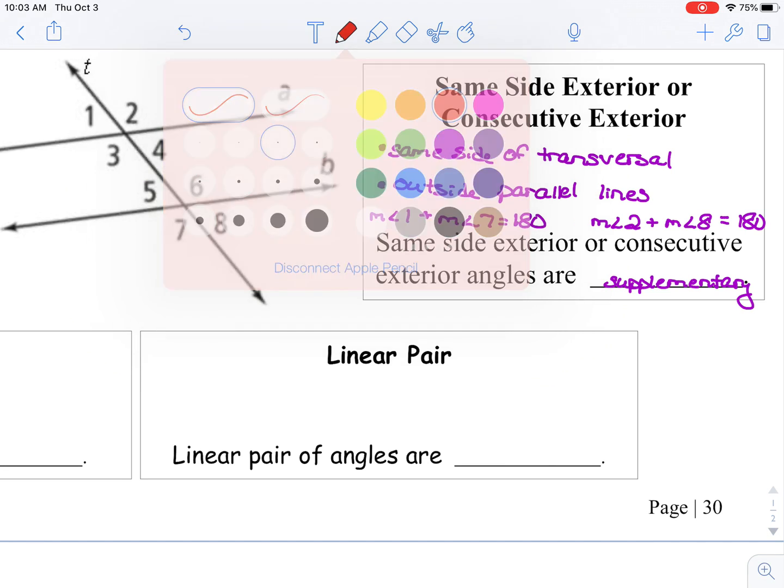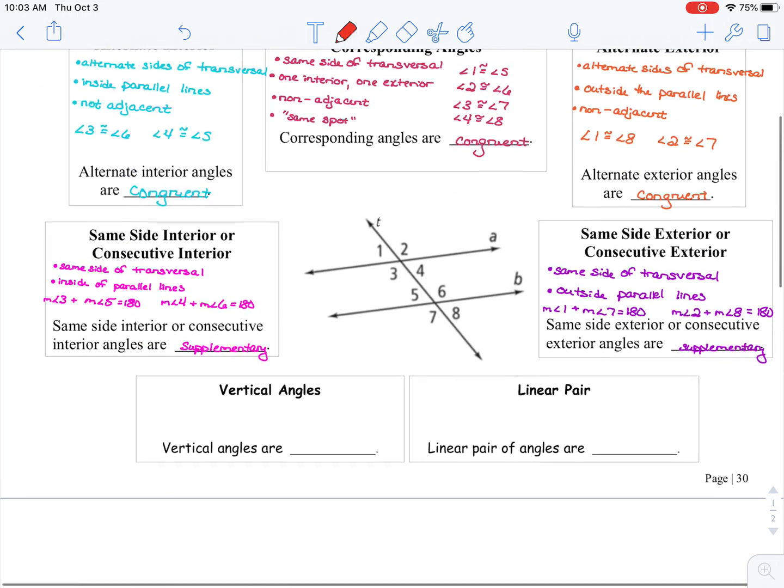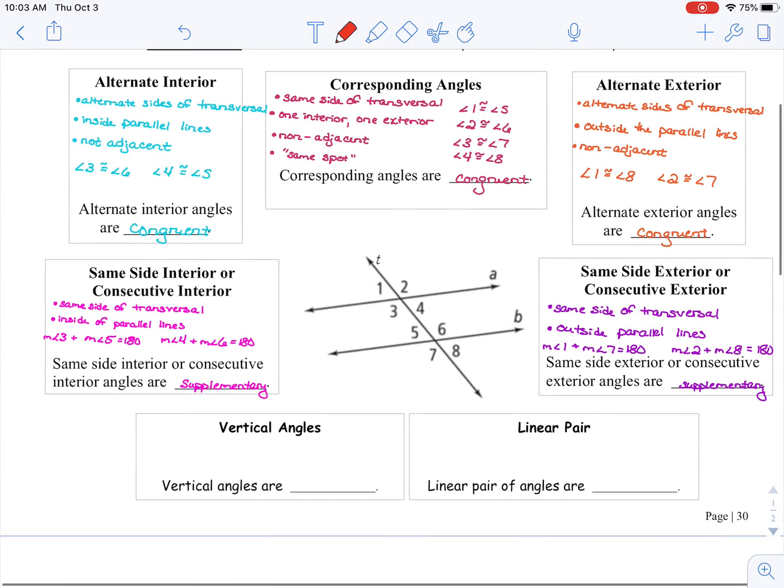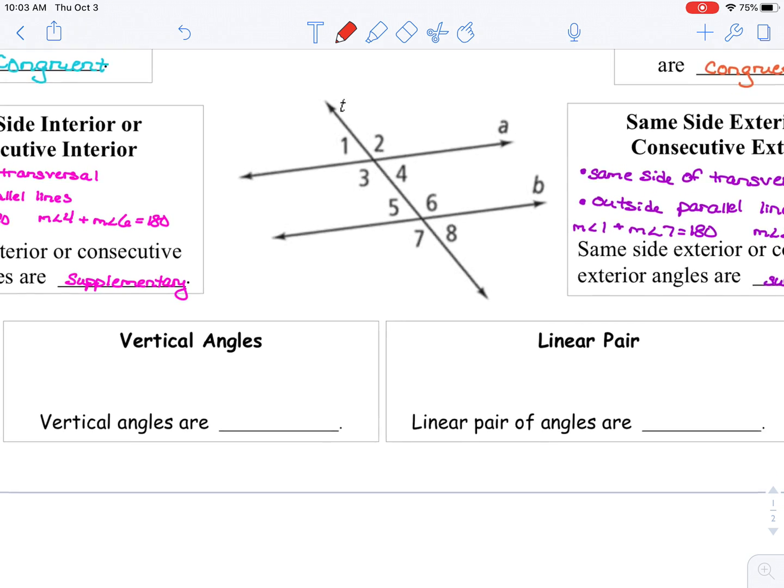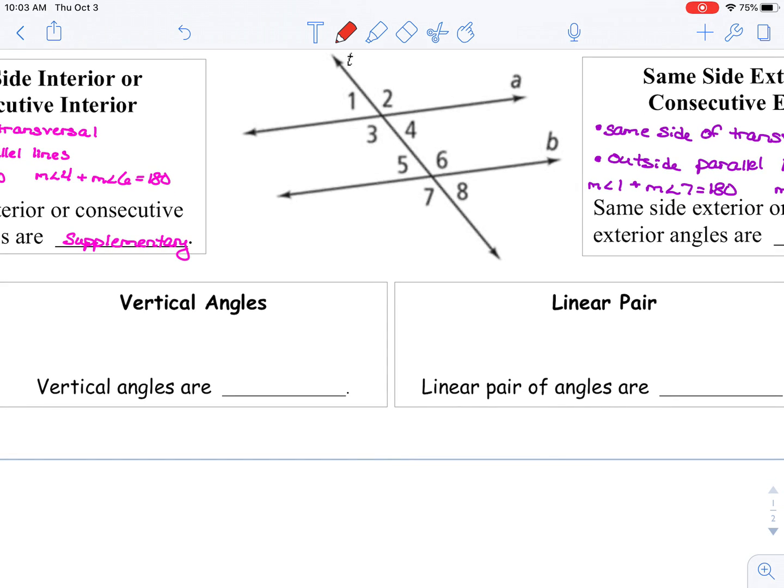Now those are the new angle pairs that we're going to get used to identifying. There are technically still vertical angles in this picture. They're still linear pairs. And we need to make sure that you are not forgetting that they exist and there are rules about them. So vertical angles are still going to have congruent measures.